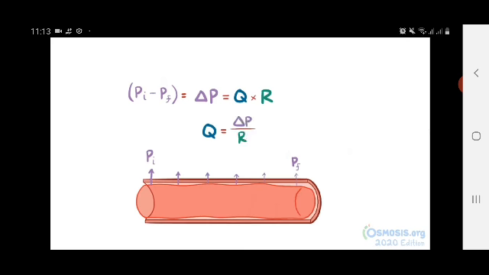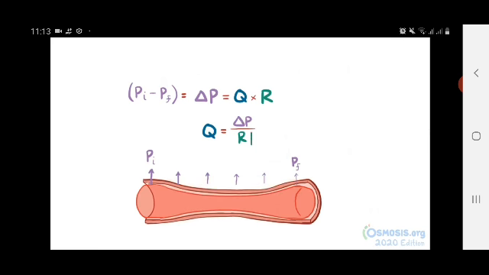So for example, let's say that the blood vessel narrows, which increases the resistance. In order to keep the flow of blood to organs the same, the pressure difference has to increase. And this is typically what happens. This equation might look familiar to a similar equation where change in voltage V equals current I times resistance R, which is also known as Ohm's law, an equation used in electrical circuits.